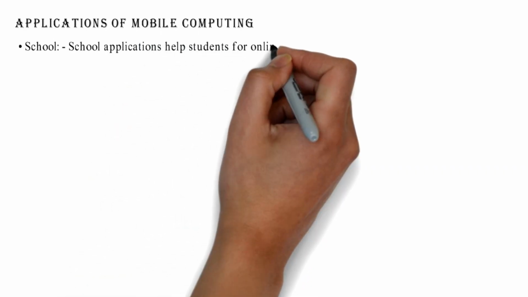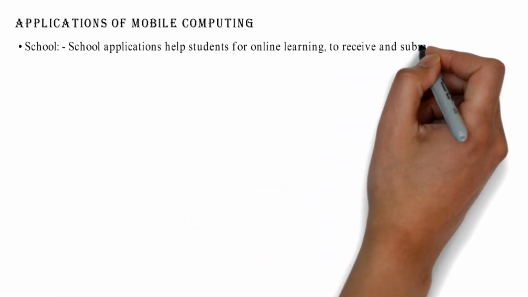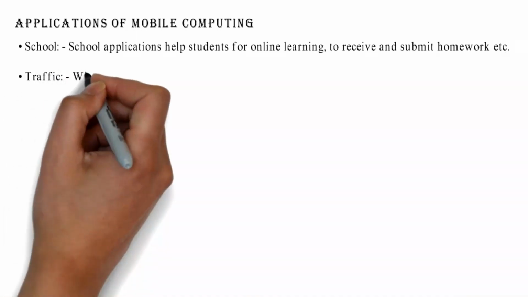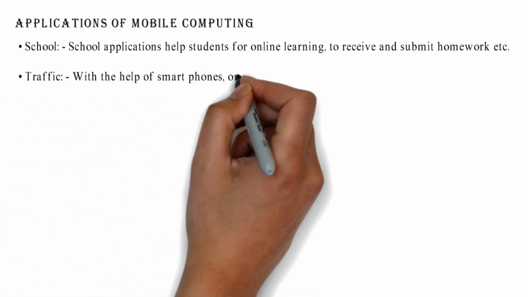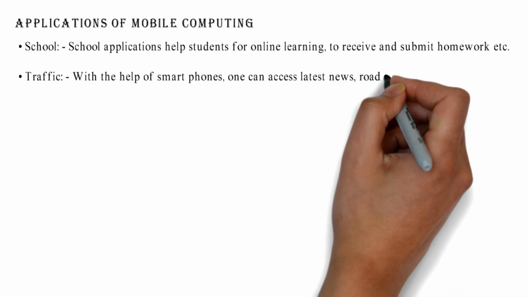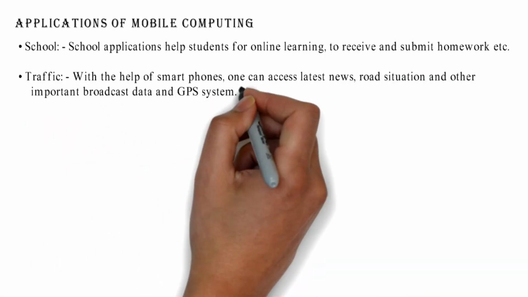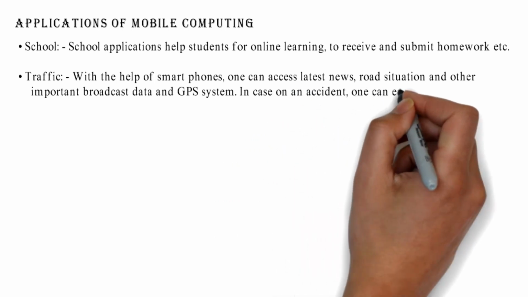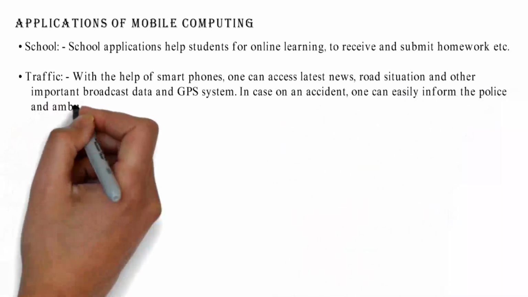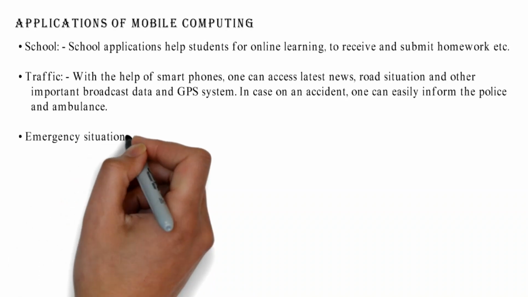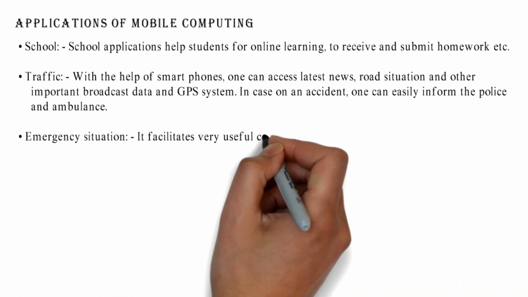School applications help students with online learning, to receive and submit homework, etc. Traffic. With the help of smartphones, one can access the latest news, road situation, and other important broadcast data and GPS system. In case of an accident, one can easily inform the police and ambulance.